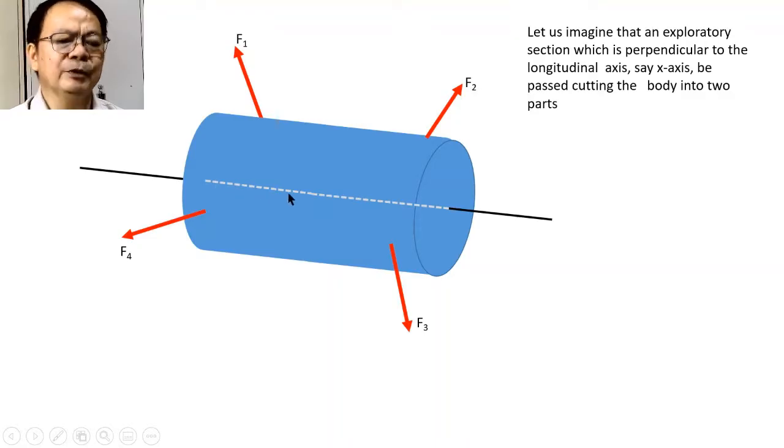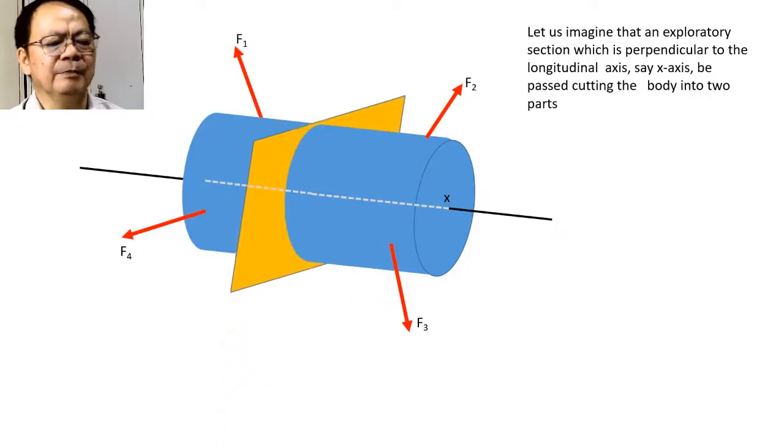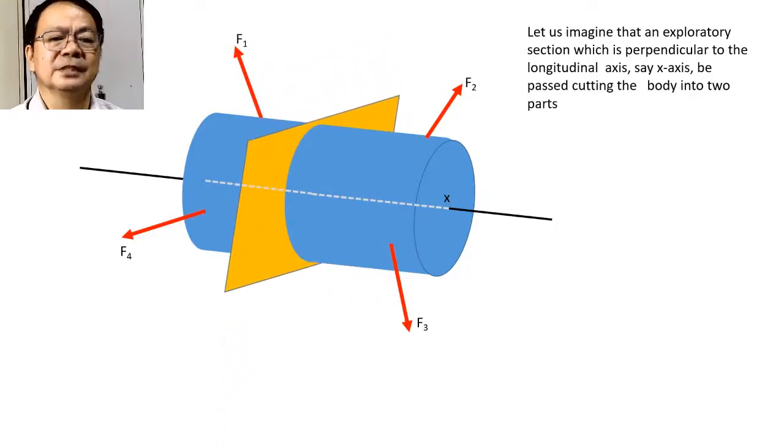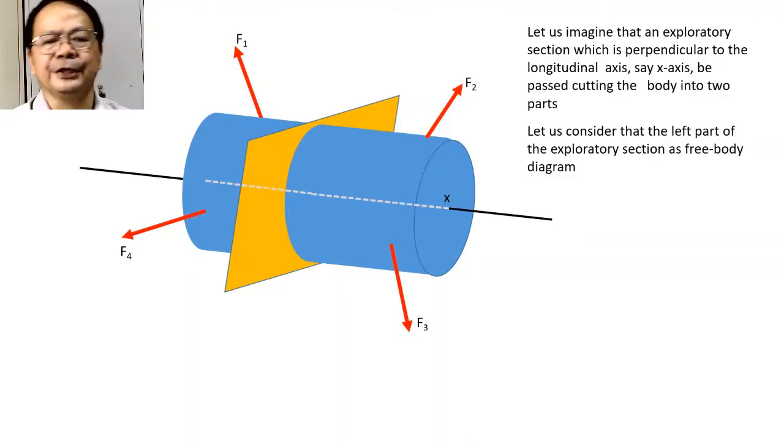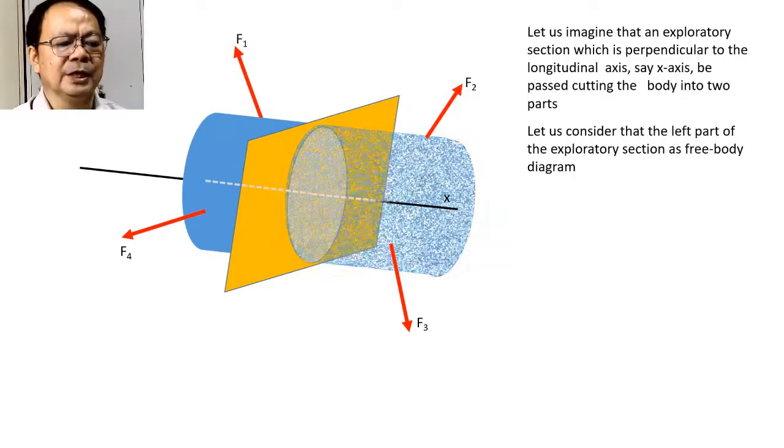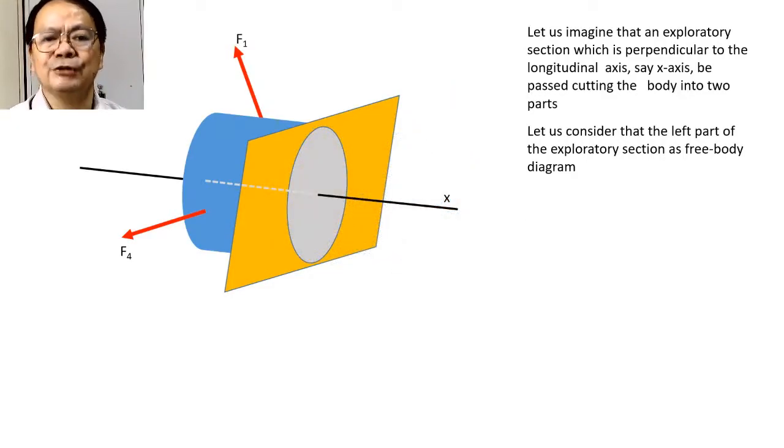When this is in equilibrium, if we will pass an exploratory section that is perpendicular to this longitudinal axis, sabihin natin this section will cut the object into two parts. Imagine natin that we have passed here an exploratory section. Diba? If we will consider the left part of the exploratory section as free body diagram, then we shall have this as our isolated view of the free body diagram.